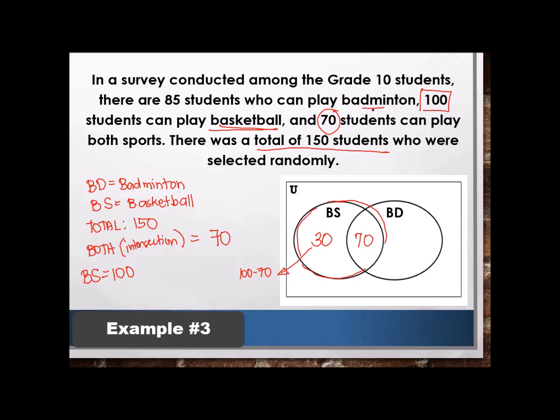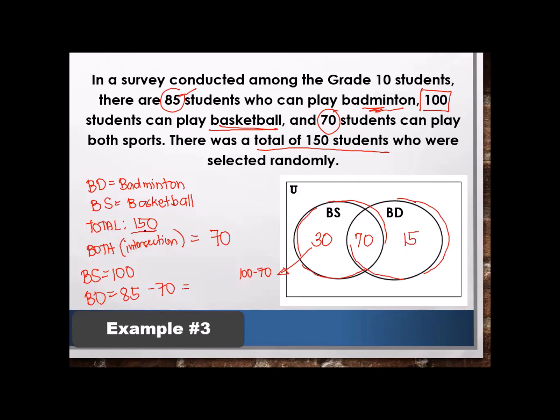The next one is the badminton. So, sa badminton, 85. O, ito naman yung bilog ng badminton. Dapat daw 85 yung nandyan. Eh, meron ka ng 70. Ilan na lang ang ilalagay mo? Ilan na lang ang kulang? That is 15. Okay? Ngayon, bilangin mo lahat.